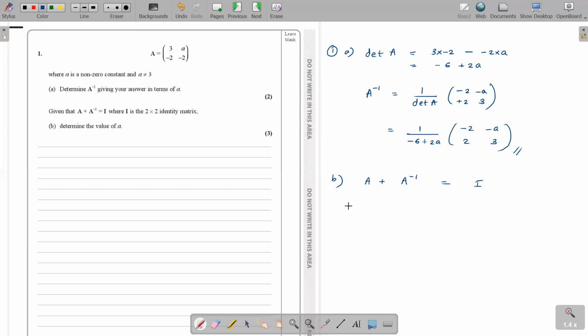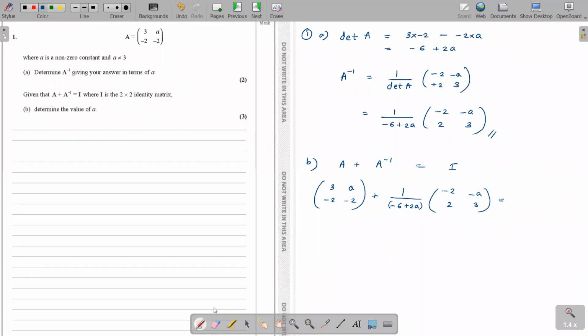So they are saying here A plus A inverse is equal to I. Okay, so who is A? A is the matrix capital A is 3, A, minus 2, minus 2. A inverse, we just found it, right? 1 over minus 6 plus 2A times your matrix is minus 2, 2, minus A, 3. And this is equal to I. I means 1, 0, 0, 1. This is the identity matrix. Only the elements in the main diagonal are 1. Everyone else is 0.